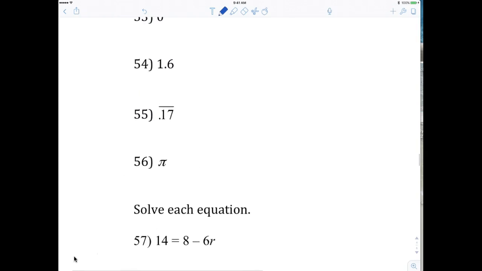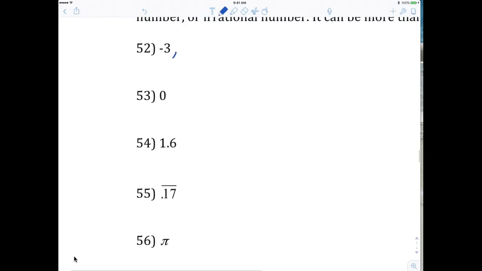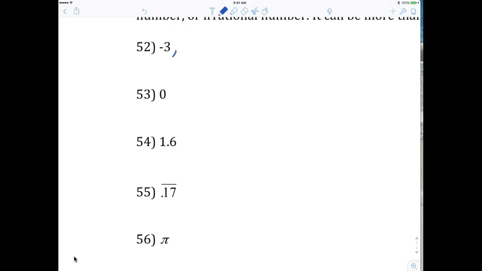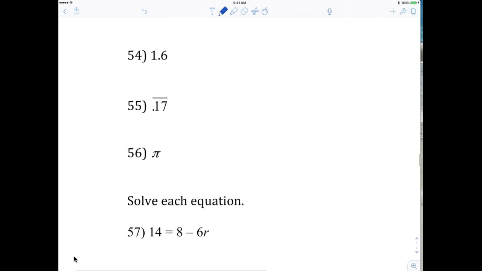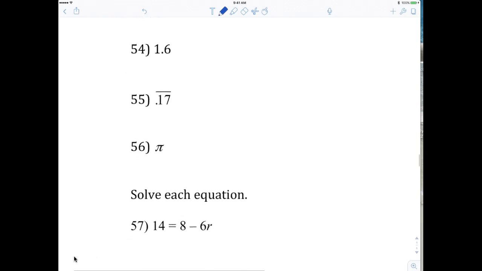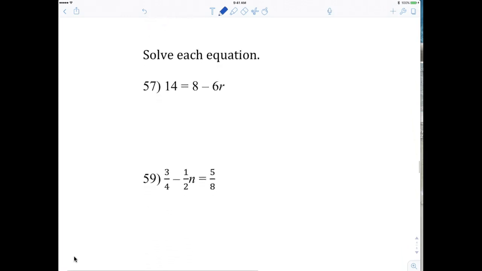Like the symbol for an integer is Z, right? Yeah, very good. 1.6 is just irrational, right? Just rational. And so is 0.7. Any decimal, right? All right.